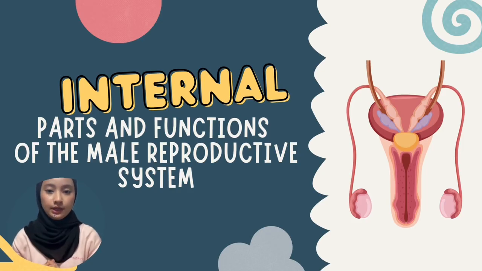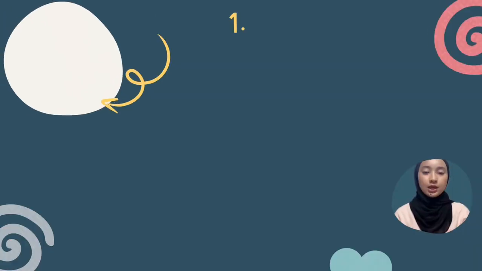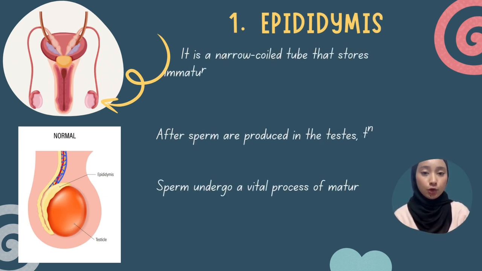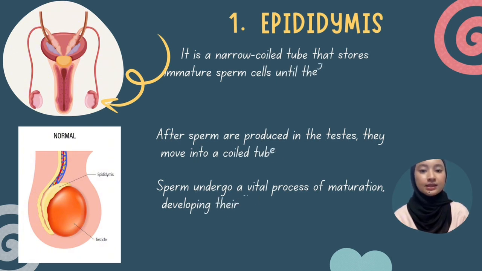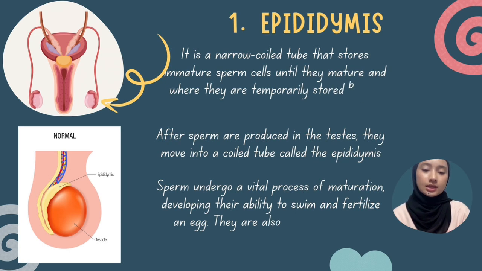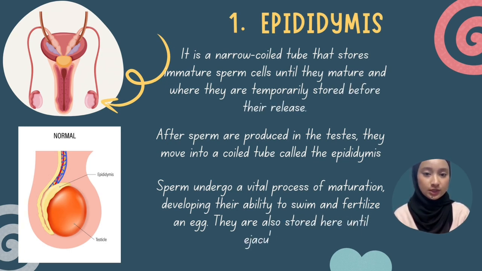So next, I will give an explanation about the internal parts and functions of the male reproductive system. The first part of the male reproductive system is the epididymis, which is a narrow coiled tube that stores immature sperm cells until they mature, and where they are temporarily stored before they are released. Sperm undergo a vital process of maturation, developing the ability to swim and fertilize an egg. They are also stored here until ejaculation. Ejaculation means the release of sperm cells and seminal plasma from the male reproductive system.